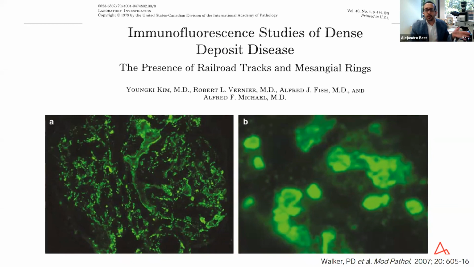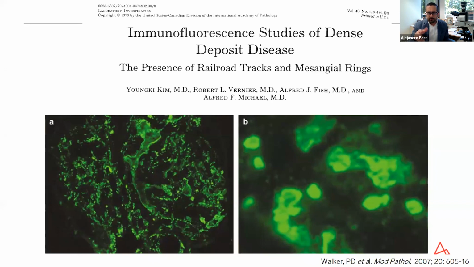Of course, we're very used to seeing that on light microscopy. That's what we call double contours, but we're not really used to seeing that on IF. That doesn't happen with a lot of diseases. It's very interesting. When you see it, really, we start thinking DDD.